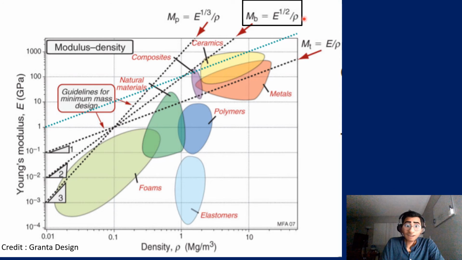And since now we want to reduce the weight, if I follow this particular slope, I can move it upwards, but moving in this direction won't give me any material because there is no material here. But if I move down, I can find what are the materials which fall under this line. So I can follow this line.